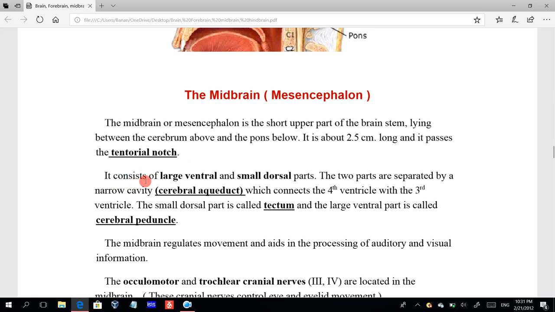The midbrain consists of two parts. It consists of a large ventral part and a small dorsal part. The two parts are separated by a narrow cavity which is called the cerebral aqueduct. And if you remember, when we talked about the ventricles of the brain, we said that the third cerebral ventricle is connected to the fourth ventricle through a duct which is called the cerebral aqueduct. So this cerebral aqueduct is present between the ventral part and the dorsal part of the midbrain.